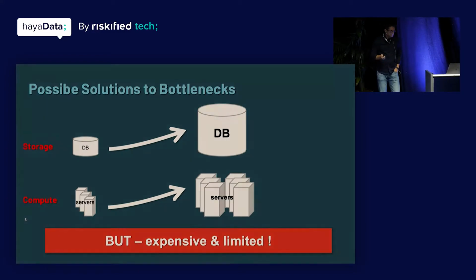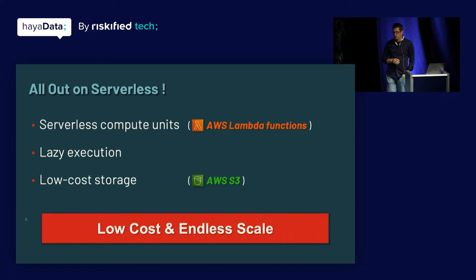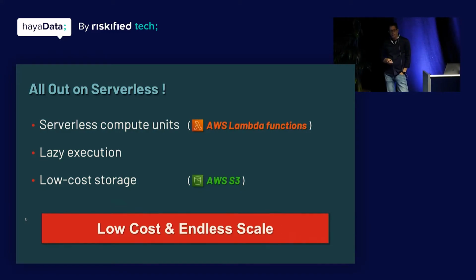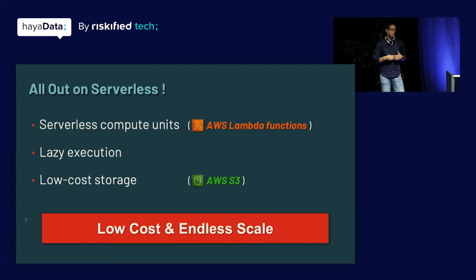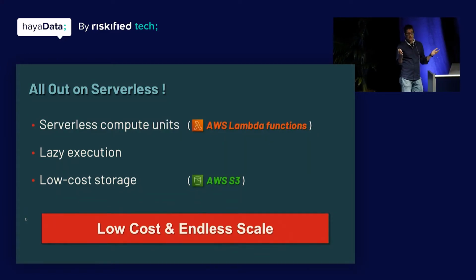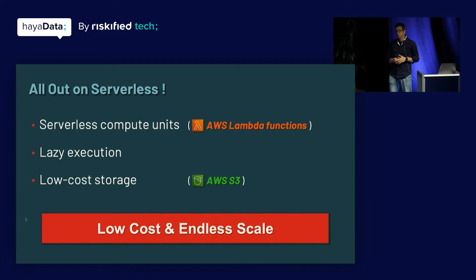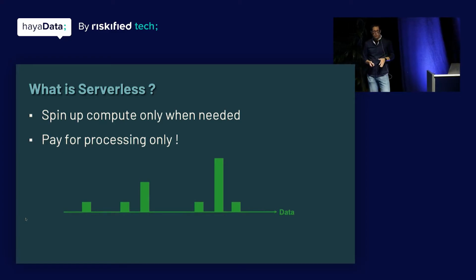and you start having bottlenecks and scaling issues. So our solution was to go all out on serverless. We decided to use serverless compute units, AWS Lambda functions. We decided to use lazy execution. We don't want to pay for calculating anomalies if nobody's looking at them. We just want to calculate them just before people really need them. And if they don't need them for a whole day, we're not going to calculate anything. We're going to do everything at the last moment. And we decided to transition everything to low-cost storage, which means storing data, in our case, on AWS S3. We ended up with a system that has low cost and endless scale.